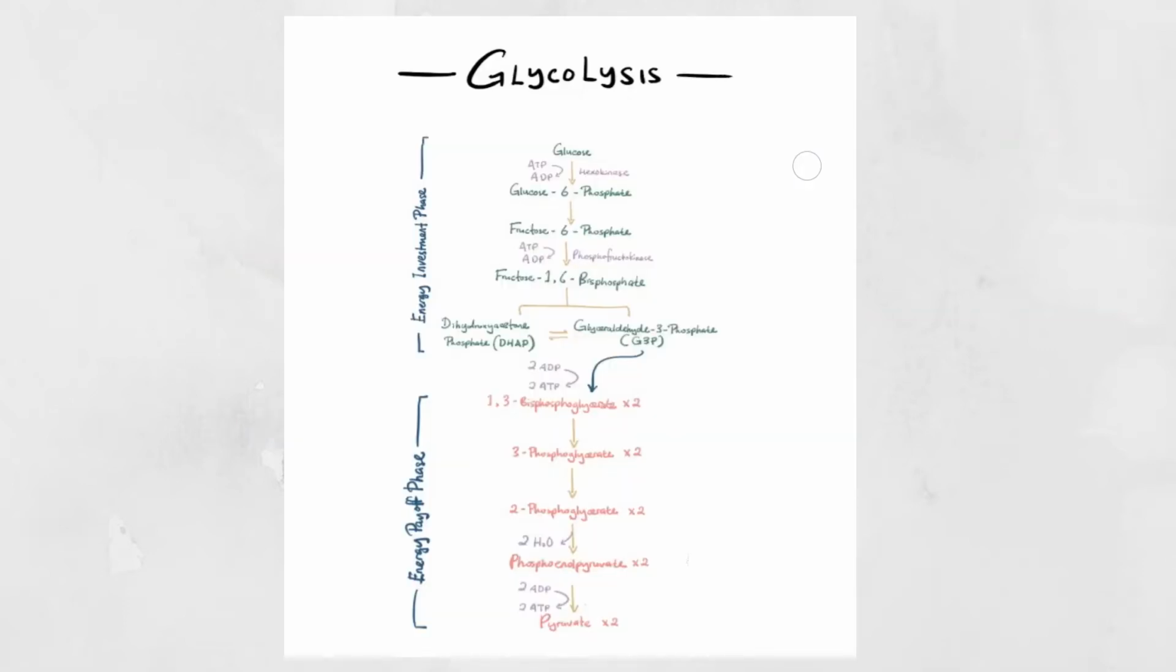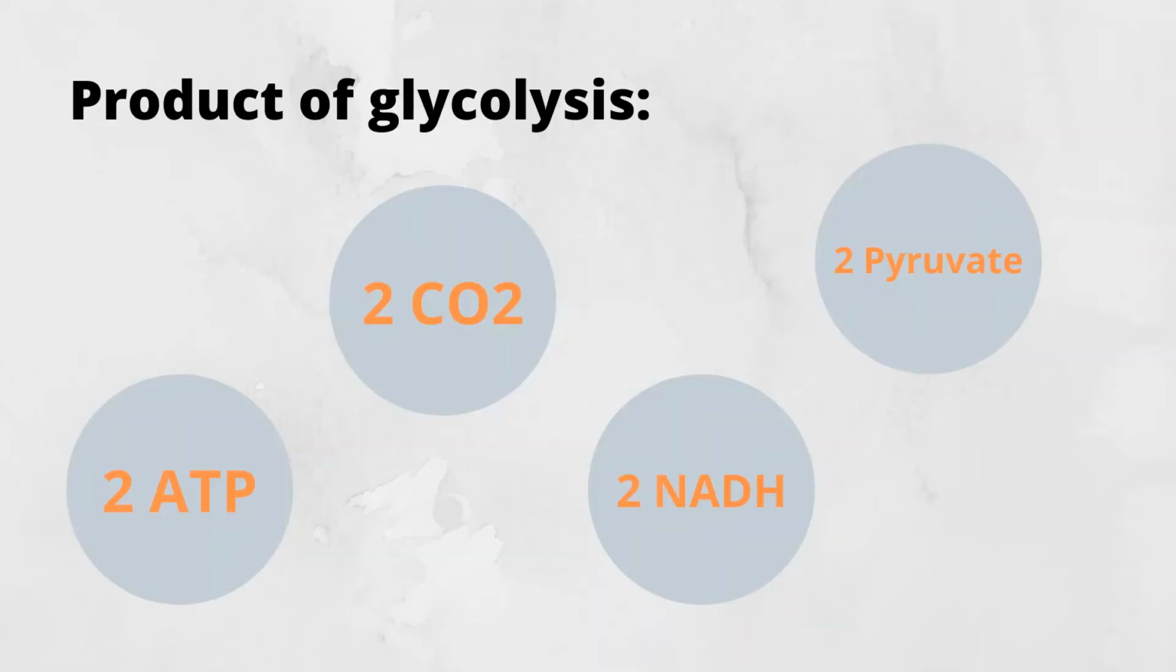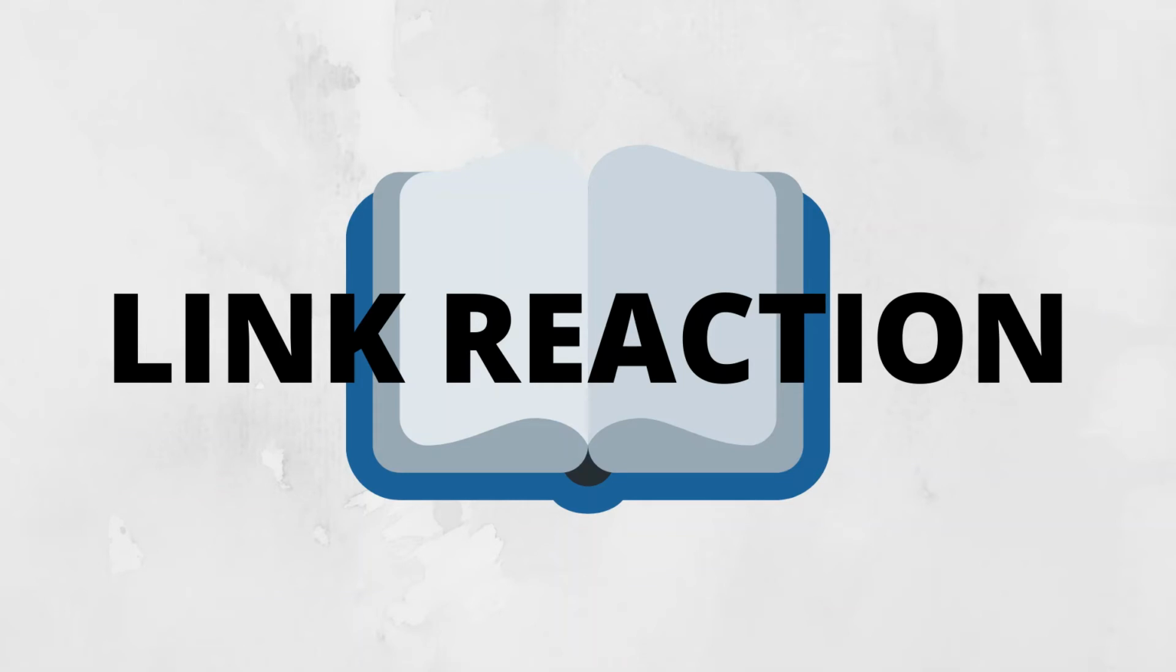Here is the full process of glycolysis. These are the products of glycolysis. Now, let us look at the link reaction. The link reaction occurs in the mitochondrial matrix. It involves 3 reactions.